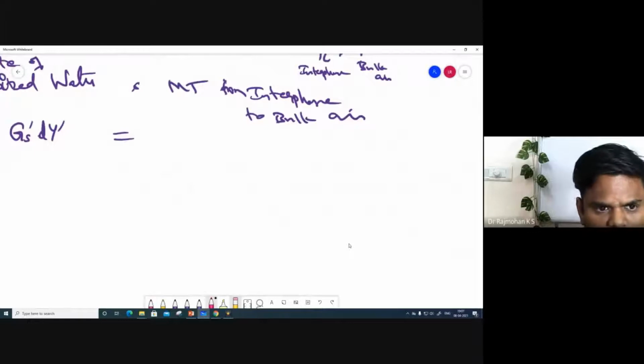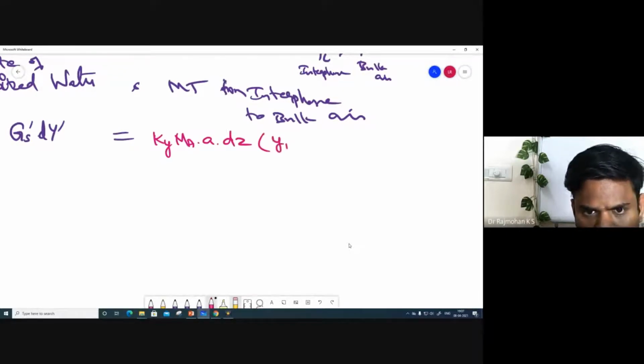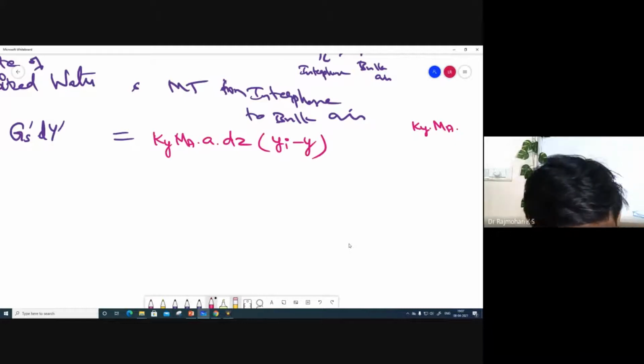So Gs dash dy dash is equal to ky into Ma into a into dz into (yi minus y). So that will be the mass transfer from the interface to the bulk air. Okay, remember this ky into Ma. Why is it coming into the picture?